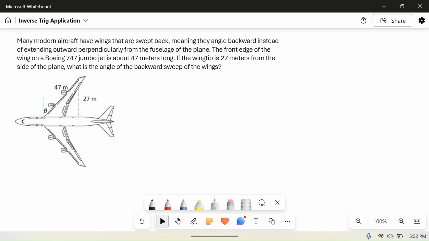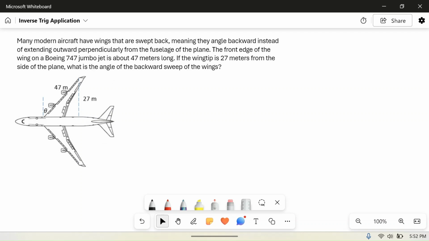So in this illustration we have the top-down view of a Boeing 747 airplane. Notice that the wings are not extending perpendicular out. The front of the wings do not stick straight out from the plane. They angle backwards. In this problem, we want to figure out how much of an angle they are angled backwards.